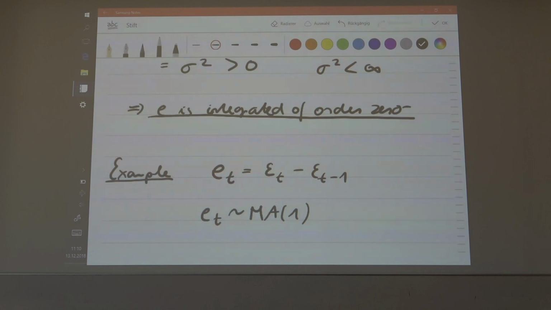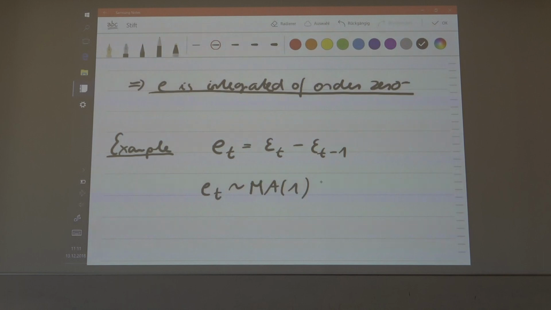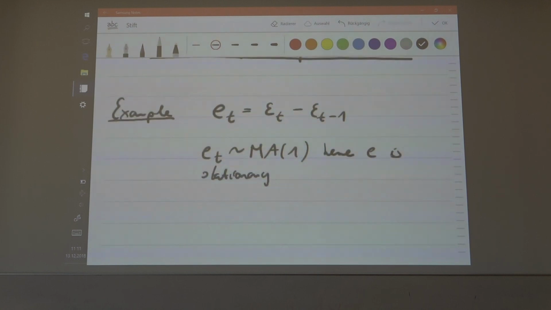You remember this? You have seen the representations of that. Now, a moving average process is always stationary. Hence, E is stationary. However, guys, and maybe you remember this, the long run variance of the process, and we have seen this quite often, is equal to sigma squared times the lag polynomial b at point 1.